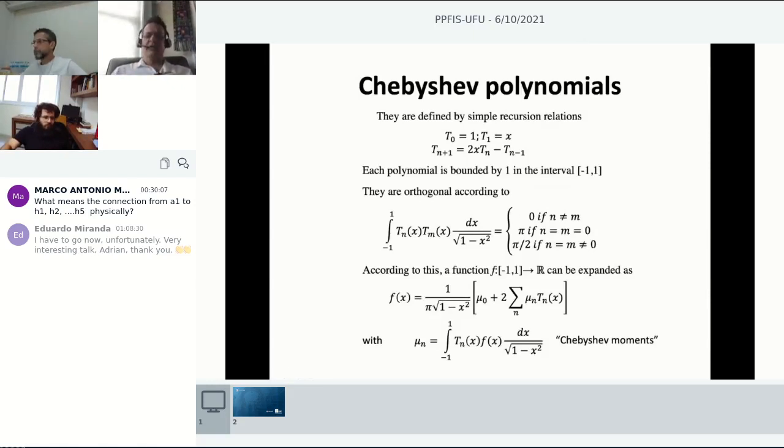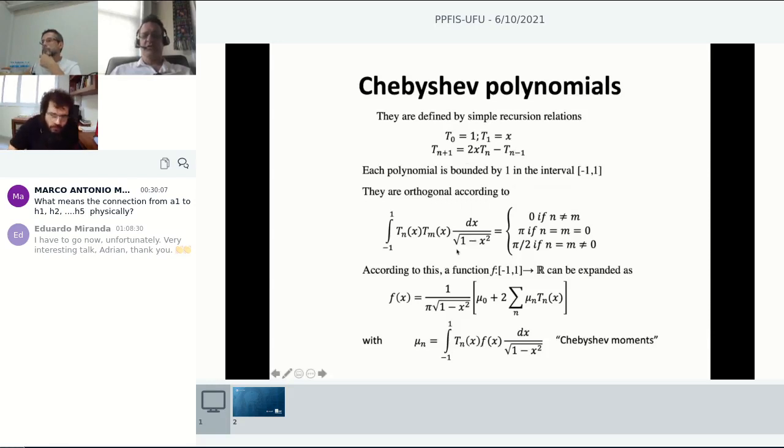Let me give you another way to do this approximation. We're going to use Chebyshev polynomials. Chebyshev polynomials are basically a family of polynomials, the same as Legendre polynomials and Hermite polynomials, that form an orthonormal basis according to some measure.